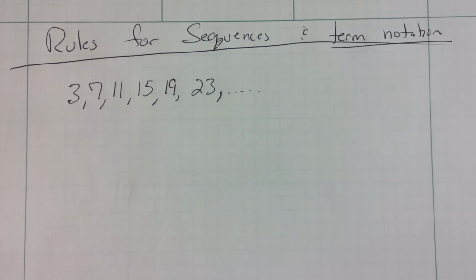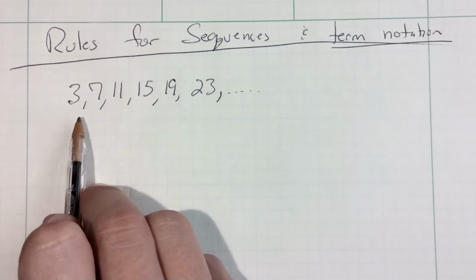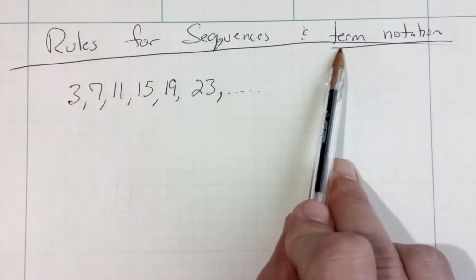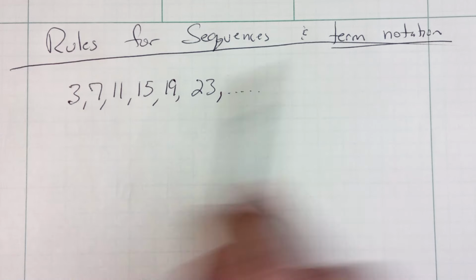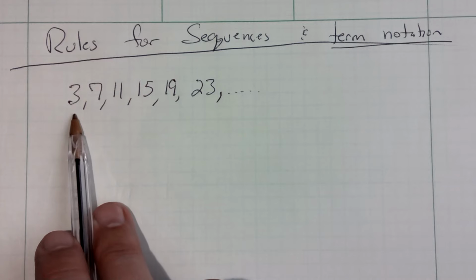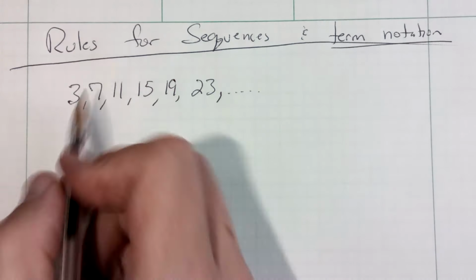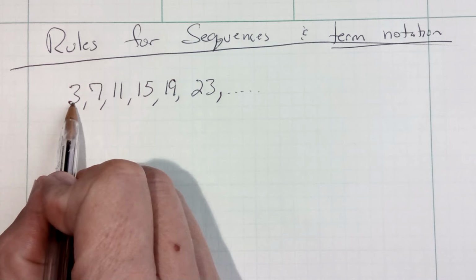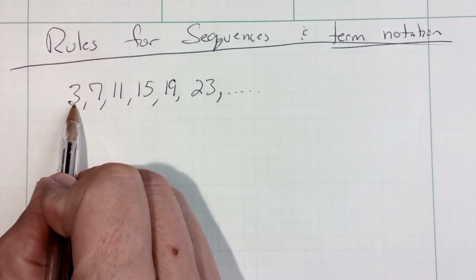Welcome. Today's lesson is on how to write, or actually evaluate, not write, but evaluate rules for sequences. So let me introduce it to you by first talking about how we do term notation when it comes to sequences. There are many ways to represent sequences and their terms, but for the most part, a lot of math books will designate each term with a subscript.